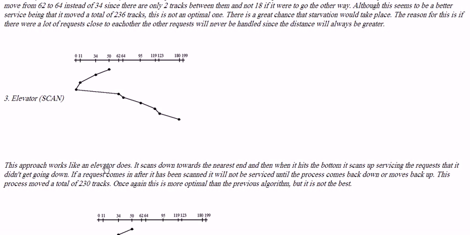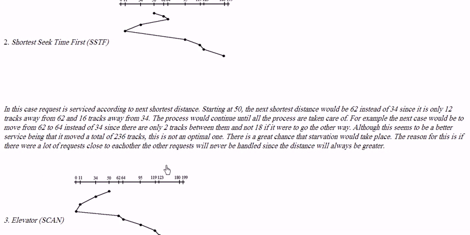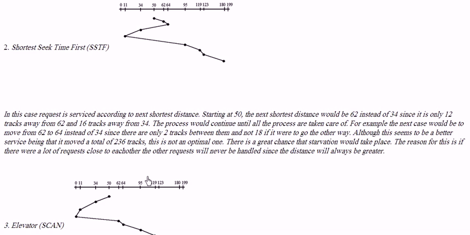So the elevator algorithm works like the real elevator in real life. It scans down towards the nearest end, and then when it hits the bottom, it scans up, servicing the requests that it didn't get going down. If a request comes in after it has been scanned, it will not be served until the process comes back down or moves back up. This process moved a total of 230 tracks. If you count the number of tracks from here to here and so forth, you're going to have a total of 230. In the previous example, we had 236, so this is much better than the shortest seek time first.